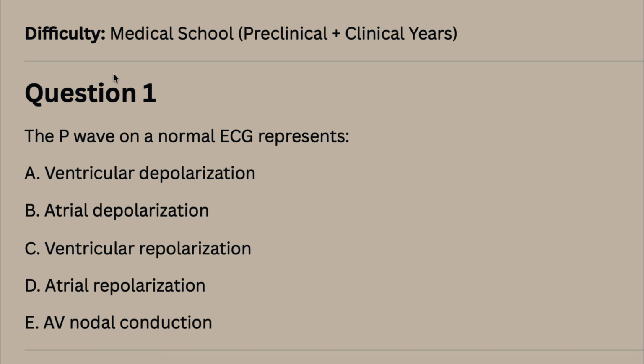Now let's eliminate the incorrect answers. Option A says ventricular depolarization. That's actually the QRS complex. Option C says ventricular repolarization. That's the T wave. Option D says atrial repolarization. Interestingly, atrial repolarization does happen, but you almost never see it on the ECG because it's hidden underneath the much larger QRS complex. Option E says AV nodal conduction. The AV node delay is represented by the PR segment, not the P wave itself. Therefore, the correct answer is B, atrial depolarization.